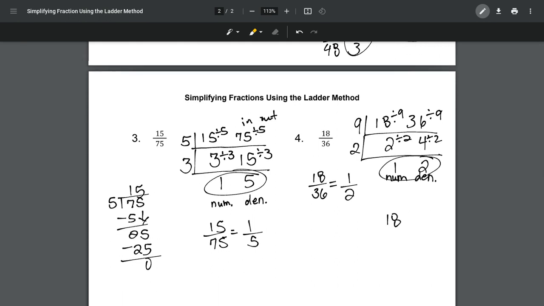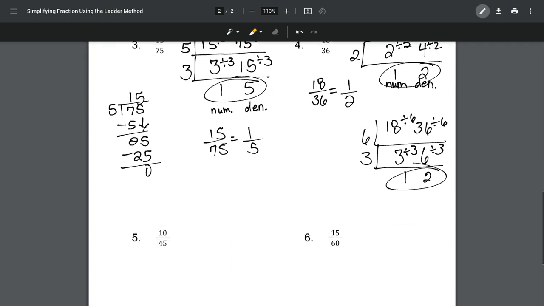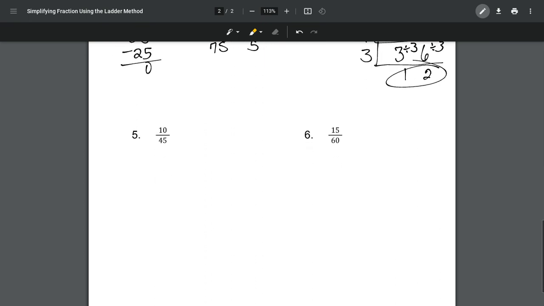Now, you didn't have to start off with a 9. I don't care what you start off with, as long as it would divide into both the 18 and the 36. Could have used a 6. 18 divided by 6 is 3. 36 divided by 6 is 6. And then the number that goes into both 6 and 3 is a 3. 3 divided by 3 is 1. 6 divided by 3 is 2. I still get 1/2, okay? All right, you can pause the video and try 10 and 45 to see if you get it.